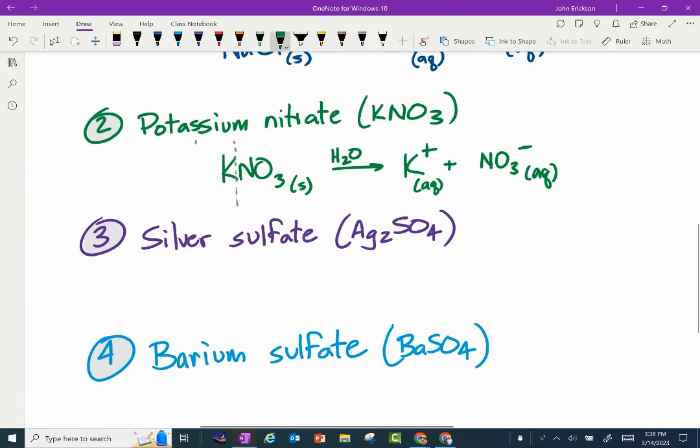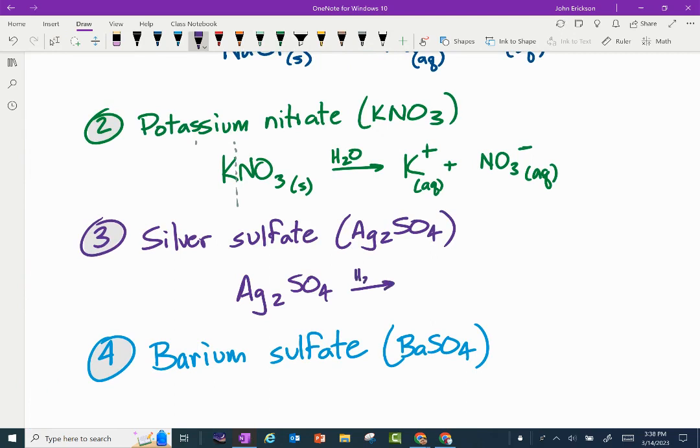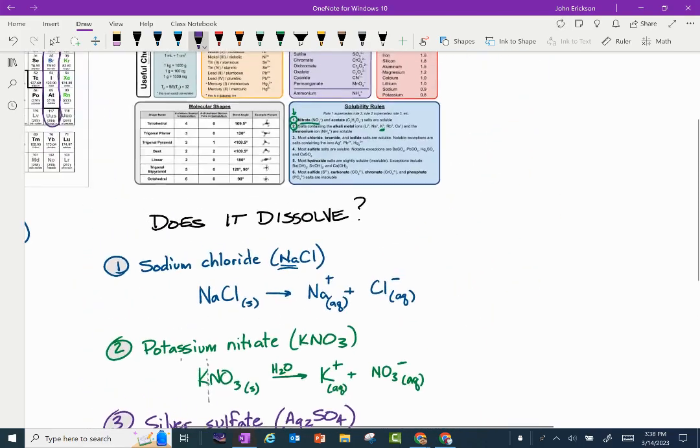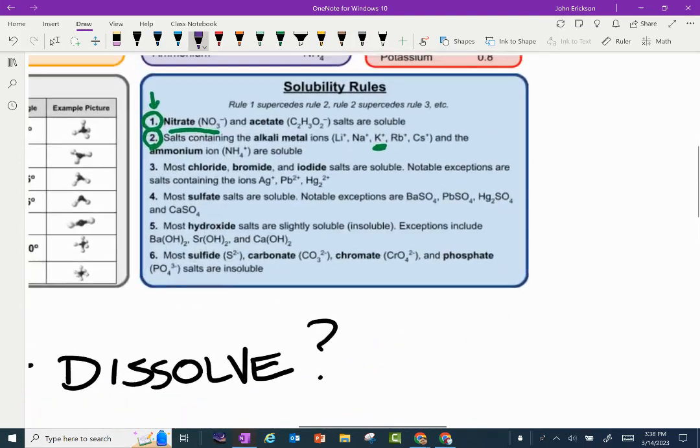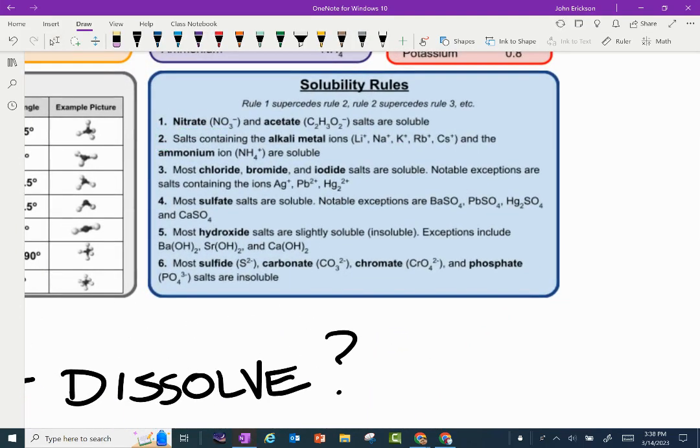All right, let's look at another one, silver sulfate. So if we wanted to know if silver sulfate would dissolve, we're going to look in our chart, our solubility rules, and see if we put that in water, does it stay together or does it separate? If it's soluble, we're going to separate it. If it says it's not soluble, we'll leave it together. So now we're looking for silver sulfate.